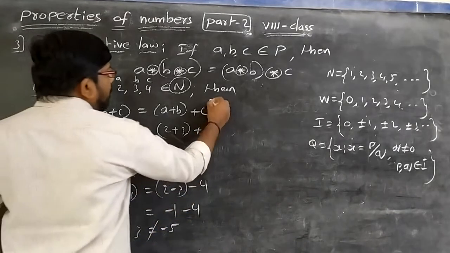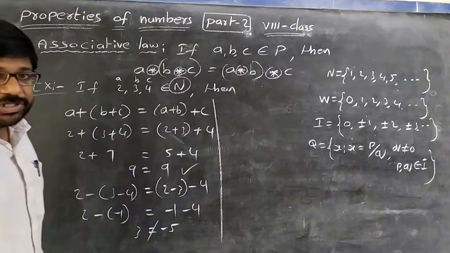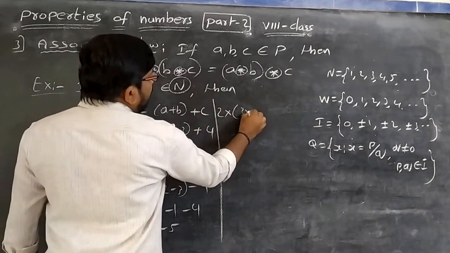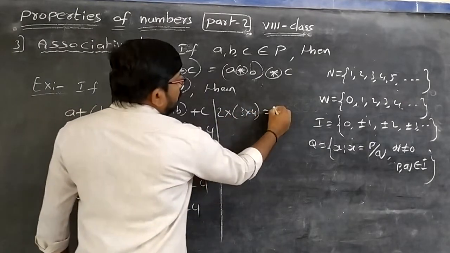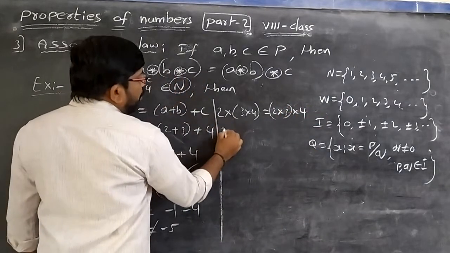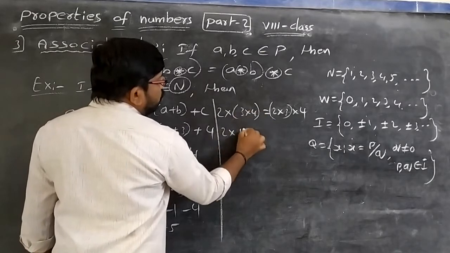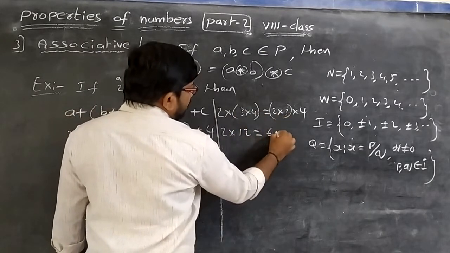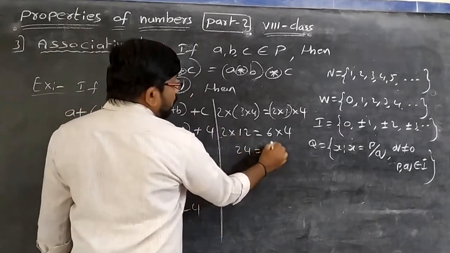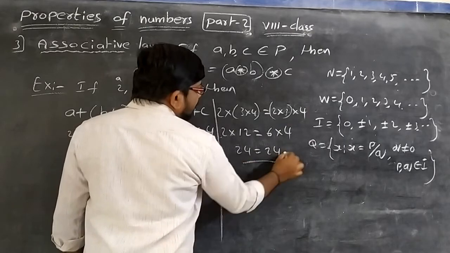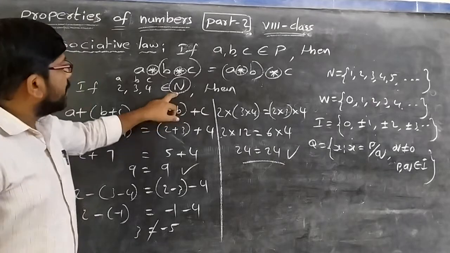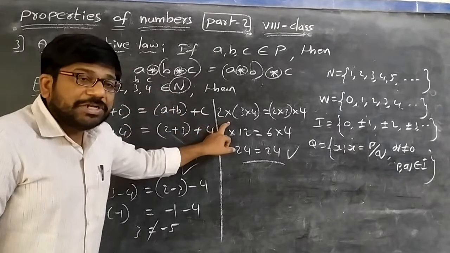In the same way, in multiplication, see, 2 into 3 into 4 is equal to 2 into 3 into 4. First simplify this: 3 4s are 12, so 2 into 12; 2 3s are 6, so 6 into 4. 2 12s are 24, and 6 4s are 24. Yes, it is true, it is satisfied. The set of natural numbers satisfies the associative law under multiplication.